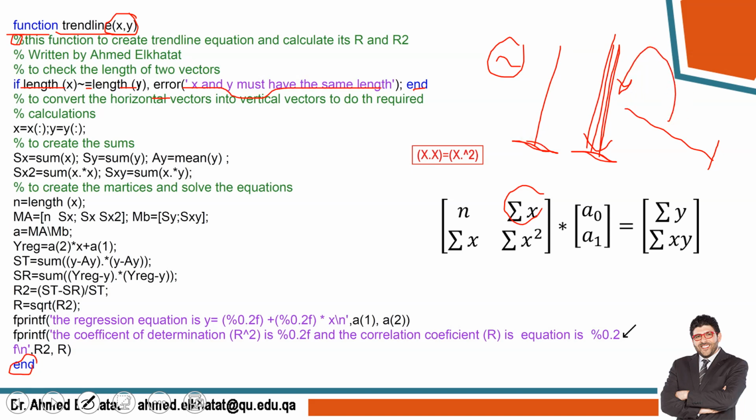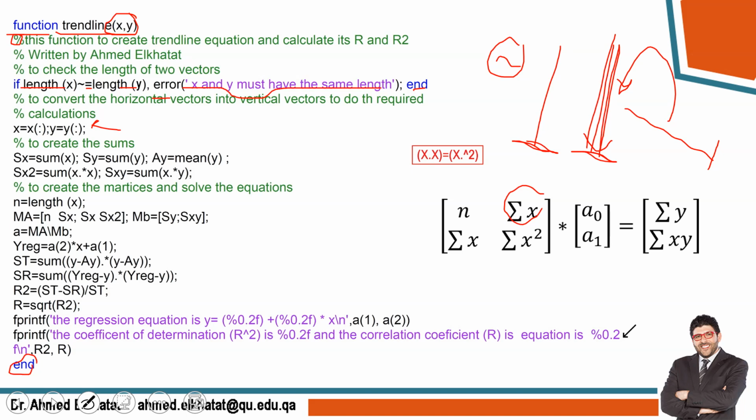To do this, I will let MATLAB know. I will tell MATLAB x equals x column between parentheses and y equals y column between parentheses. This converts all horizontal to vertical, and if it is vertical, it keeps it as vertical. Okay, now we finish this step.